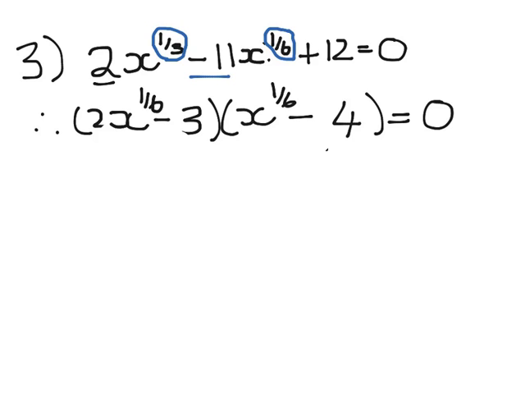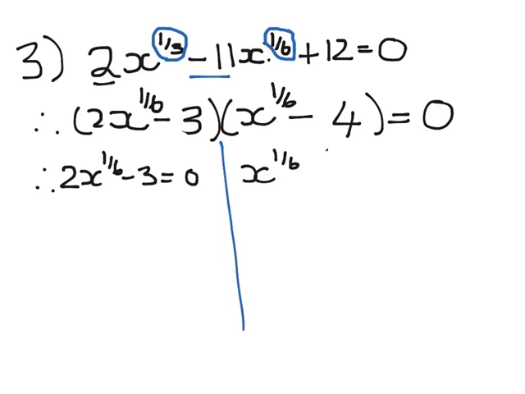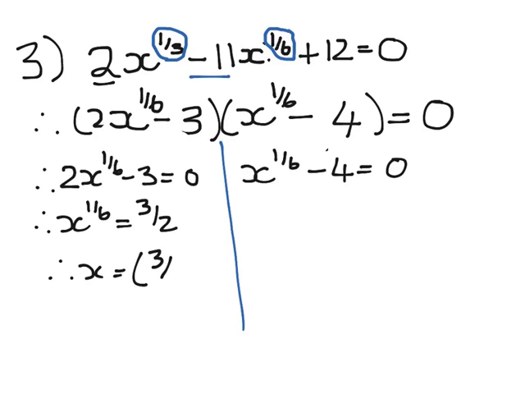Again, if the two brackets multiplied together give us 0, then either the left-hand bracket, 2x to the 1 over 6 minus 3, is equal to 0, or the right-hand bracket, x to the power of 1 over 6 minus 4, must be equal to 0. Therefore, x to the 1 over 6 is equal to 3 over 2. Therefore, x is equal to 3 over 2 to the power of 6.